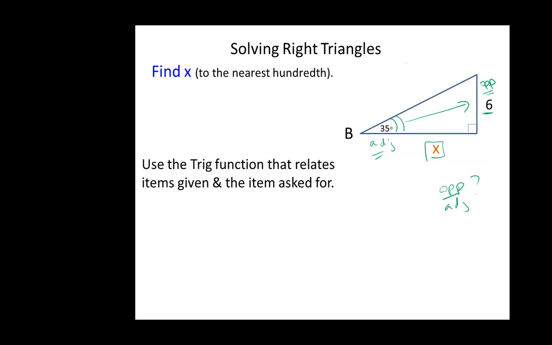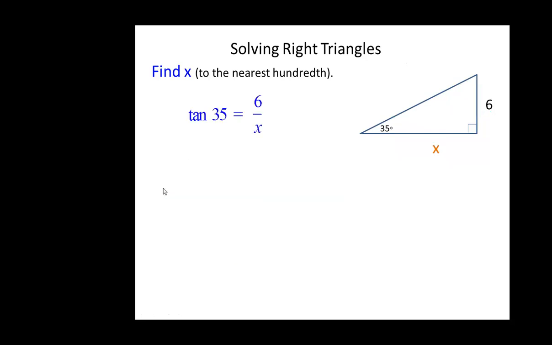I'm going to apply that to the angle that I know. I'm going to say the tangent of 35 is equal to, and now there it is, 6 over x. This is the equation I need to solve in order to find x. Well, I need to clear the fractions. I can consider this over 1. I could multiply by the LCD, which is x. Or in this case, when you have a fraction equal to a fraction, that's the one case when you can cross multiply. And that's what I'm going to do.